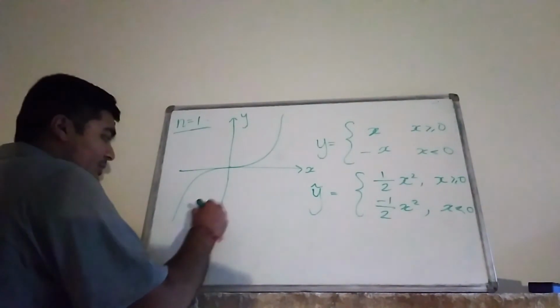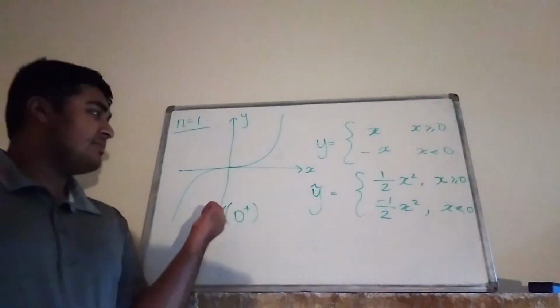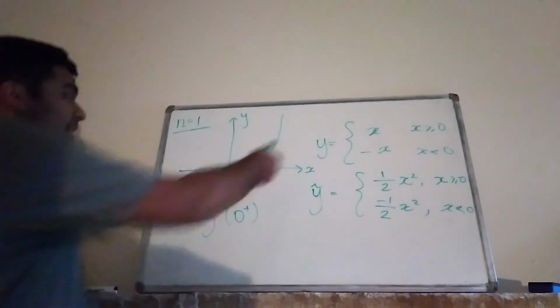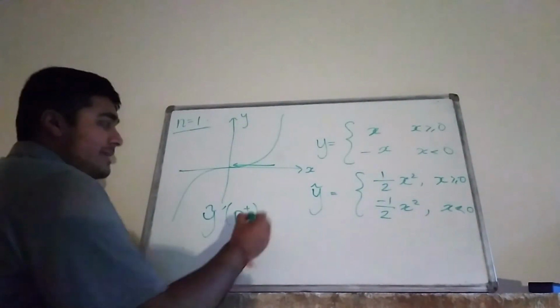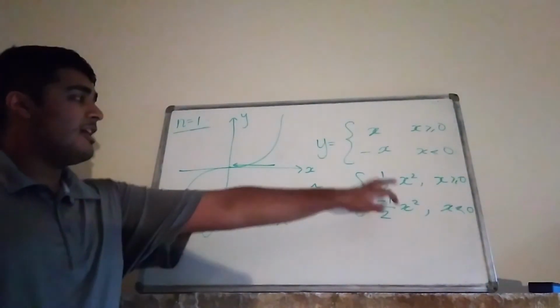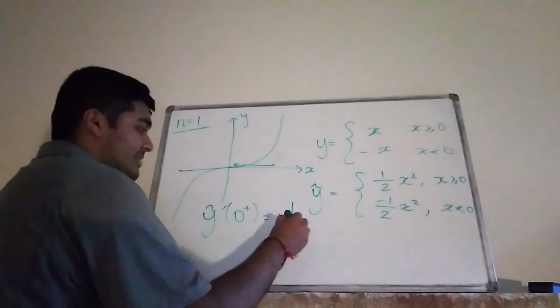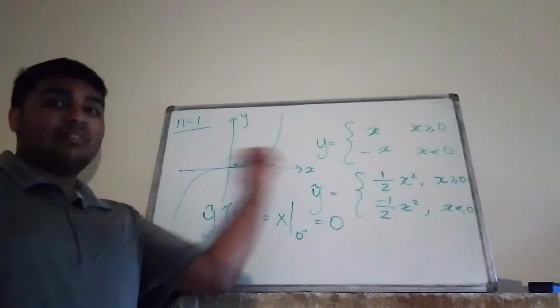Okay, so what I'm going to call this is y tilde prime 0 plus, to denote the derivative of y tilde as we approach from the positive reals, so we're going essentially along this line here. Well, what's the derivative of y tilde? It's just x for positive x. So half x squared, derivative of that is just x, and we're evaluating it at 0 plus. So of course that's going to be equal to 0 as we get closer and closer to 0.